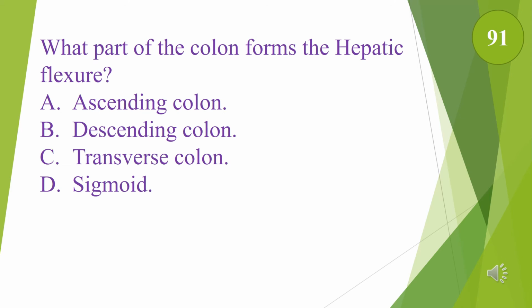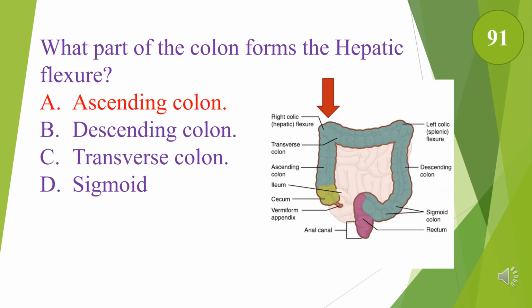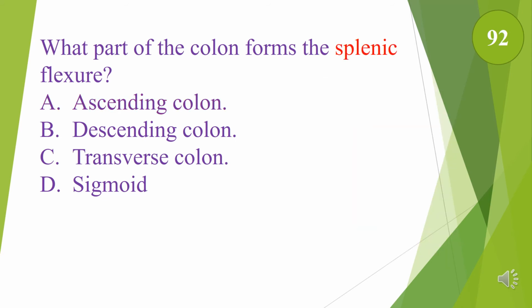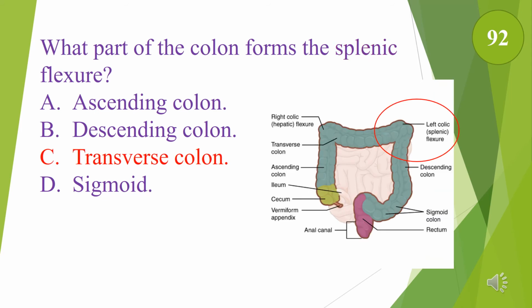What part of the colon forms the hepatic flexure? A. Ascending colon, B. Descending colon, C. Transverse colon, D. Sigmoid. The answer is A, ascending colon. What part of the colon forms the splenic flexure? A. Ascending colon, B. Descending colon, C. Transverse colon, D. Sigmoid. The answer is C, transverse colon.